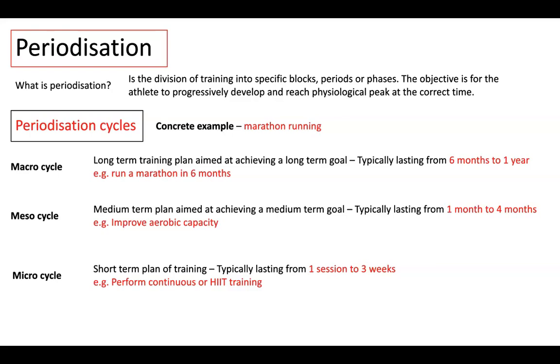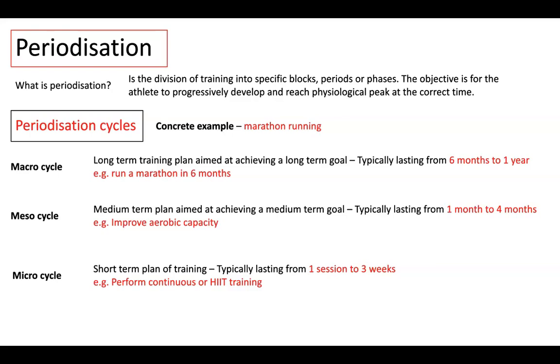They are your cycles. Please make sure you have got this information down in your Cornell note style. Please make sure you have questions around those. Two or three questions for each cycle would be fantastic, and also what periodization is. So that right there are our periodization cycles, using the concrete example of a marathon runner.